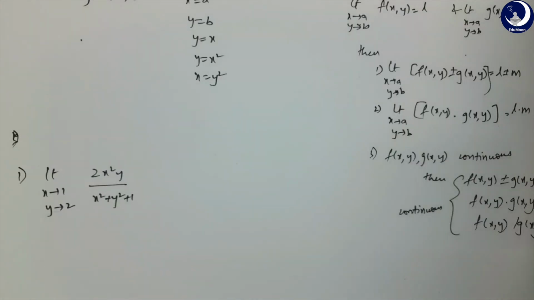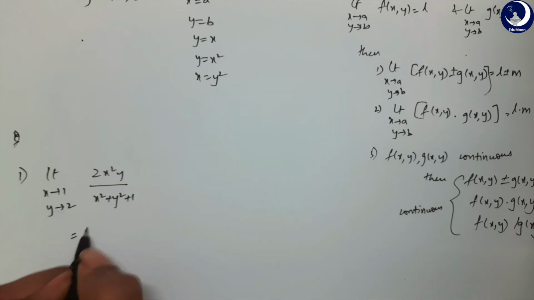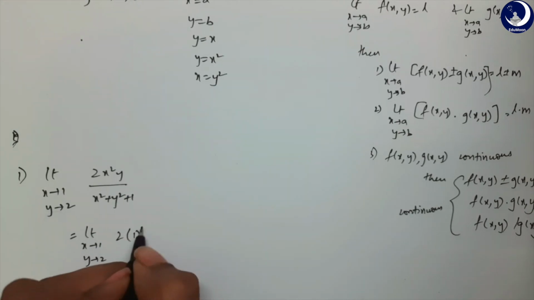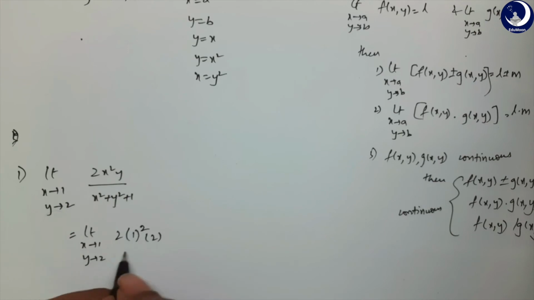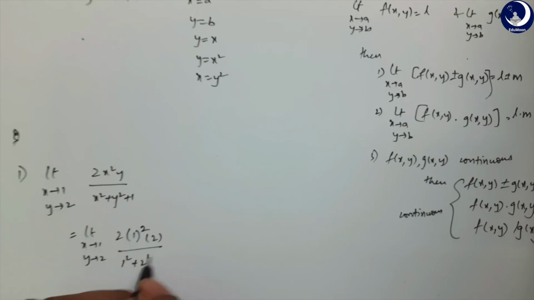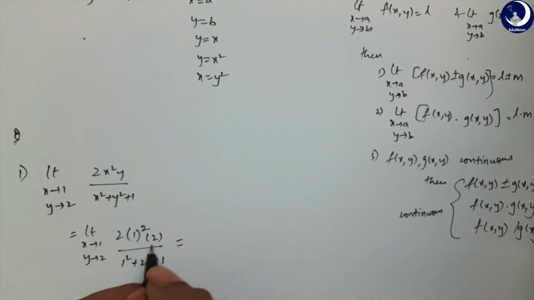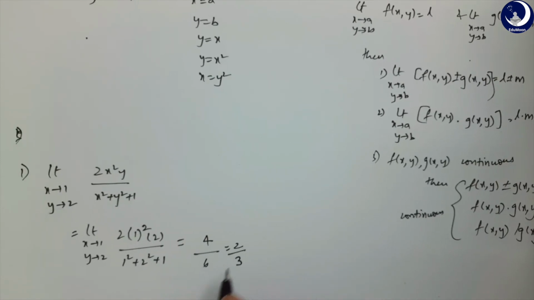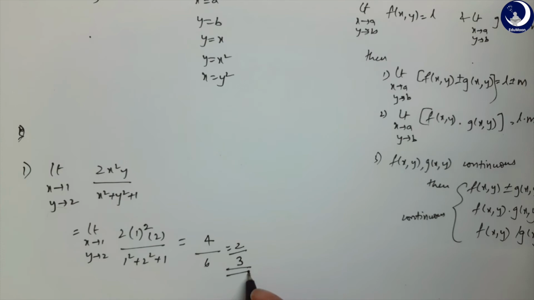Now let's do some exercise problems just to get an idea. So this is our first question. This one, let's try direct substitution. x is 1, y is 2, so 1 squared plus 2 squared plus 1. This is 4, this is 6. So the first one is 2 by 3. We got the answer by direct substitution.